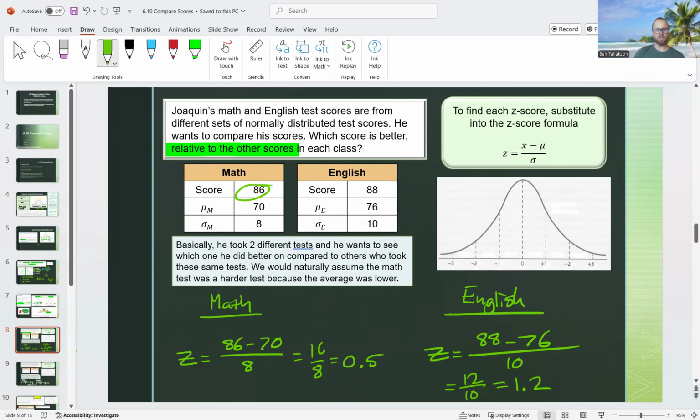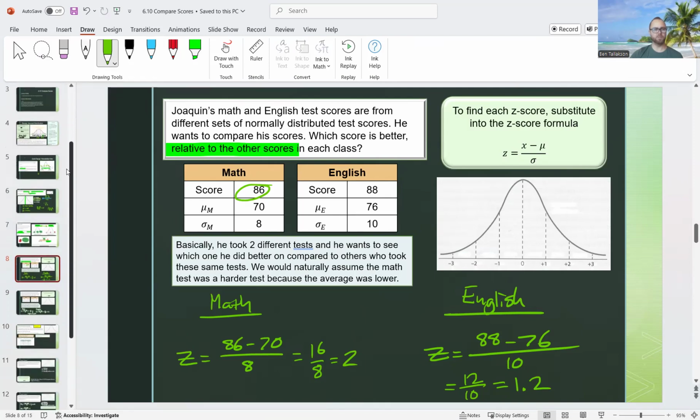We solved that too quickly. 16/8, that's more like it, to give us 2. So subtract carefully. I almost made that mistake. English was a better score overall, higher z-score. I'd say you did pretty good on both, still above average.